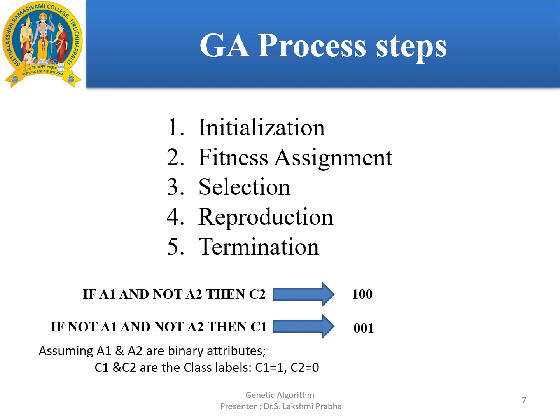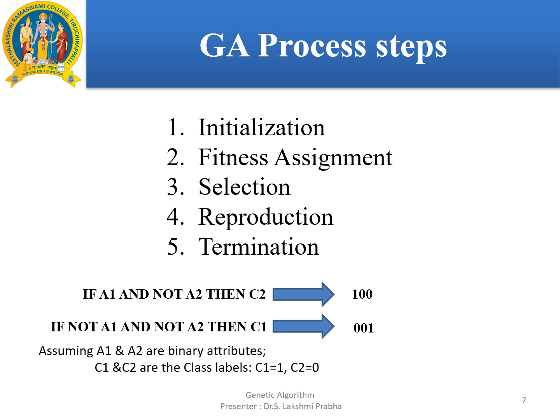We can encode the rule if A1 and not A2, then C2 into a bit string 1, 0, 0. In this bit representation, the 2 leftmost bits represent the attributes A1 and A2. Likewise, the rule if not A1 and not A2, then C1 can be encoded as 0, 0, 1.